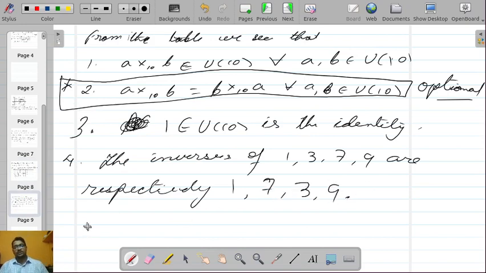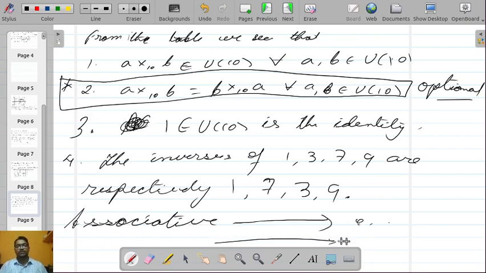And also the associative property. Please mention this associativity, just like I have mentioned for the earlier one. So it's a group. U10 is a group with respect to multiplication modulo 10.